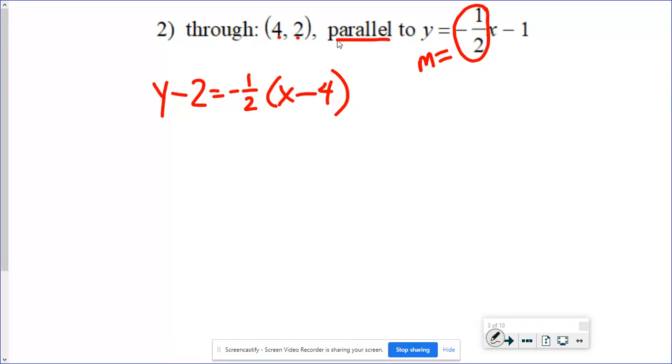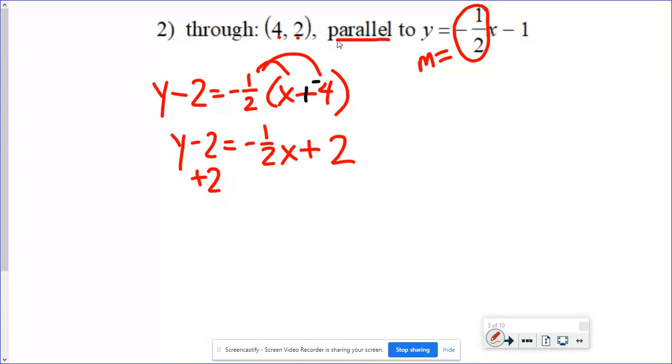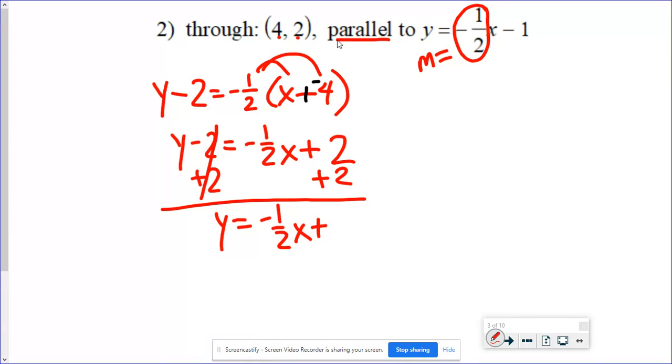And now I want to clean this up into slope-intercept. So I would suggest that we do a keep, change right there. And we're going to distribute first. So I have y minus 2 equals -1/2 x. -1/2 times a -4 is going to be positive, and half of 4 is 2. Last thing to do is get rid of this number with the y. So I get that y equals -1/2 x plus 4.